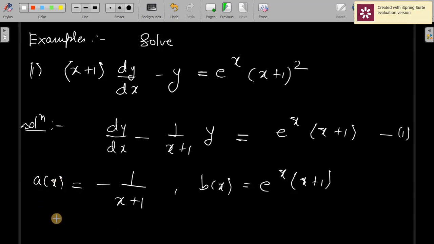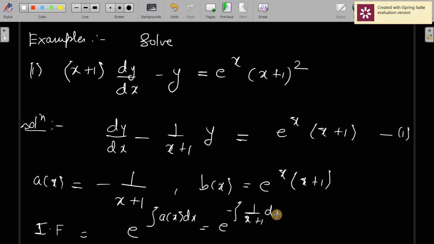So the integrating factor, I'll write down here, is given by e raised to the integral of a of x dx, that is the same as e raised to the integral of minus 1 by x plus 1 dx, and that is the same as e raised to minus log of x plus 1, which is the same as log of x plus 1 the whole raised to minus 1. Since e is the inverse of log, you get 1 by x plus 1 as your integrating factor.